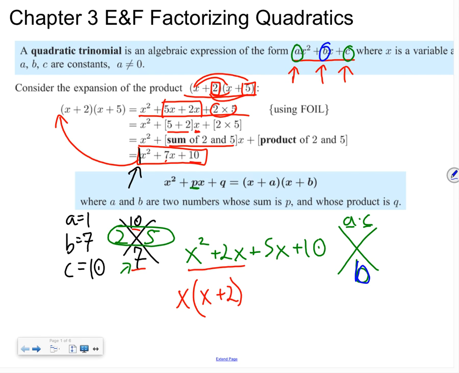Then I'm going to factor out just the second two terms. Well, 5x and 10 both have a 5 in common, so there's an addition sign there. Multiply by, well, 5 times what is 5x? That's x. 5 times what is 10? Well, that's a plus 2.